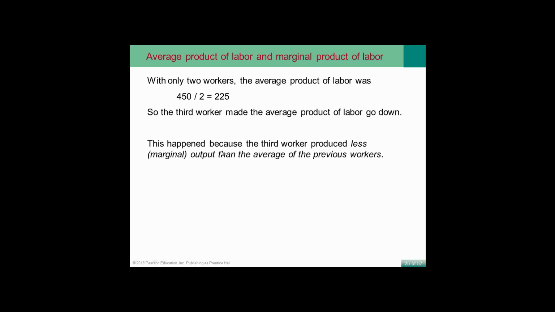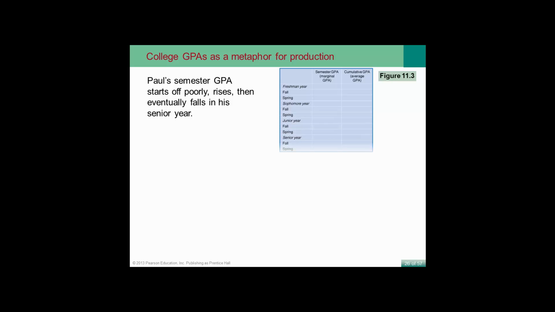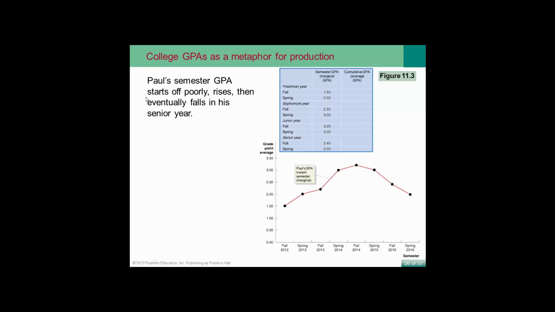This happened because the third worker has less marginal output than the average. If the next worker produces more marginal output than the average, then the average product will rise. So let's see it. We have Paul. His GPA starts off poorly, then rises, and then eventually falls his senior year. So he starts off with a 1.5, then he goes to a 2.0, then a 2.2, and then a 3.0, a 3.2, and then he starts to go back down: 3.0, 2.4, and 2.0.